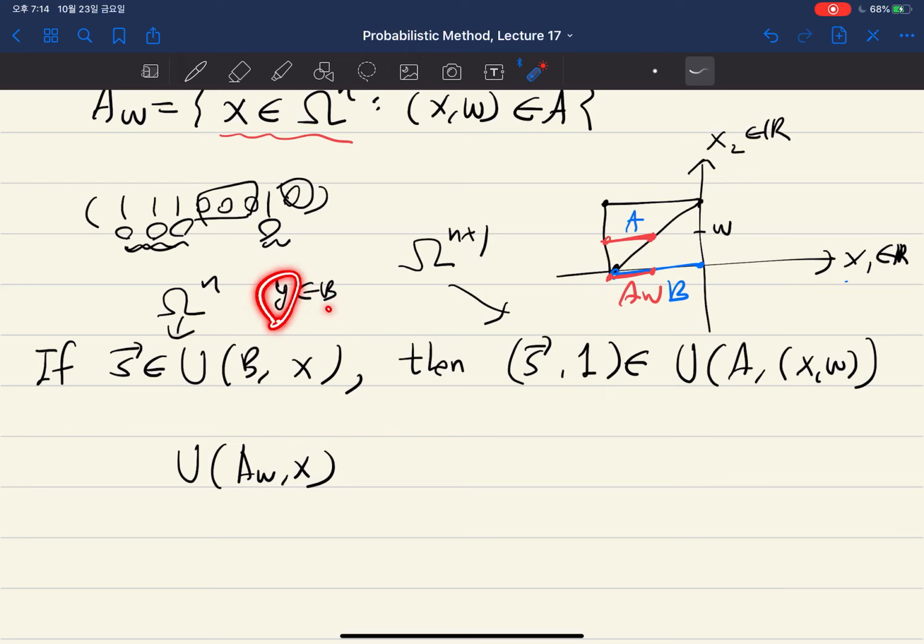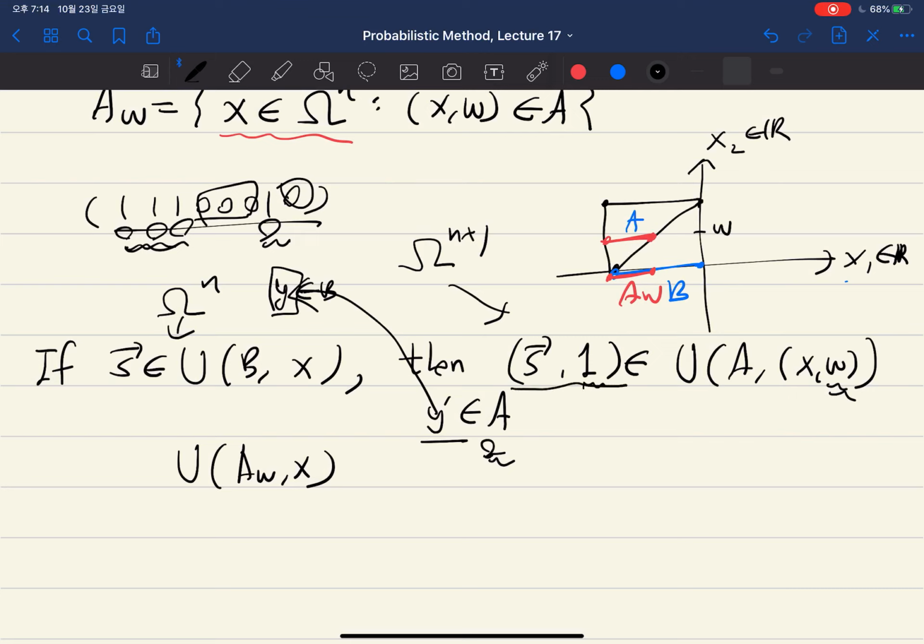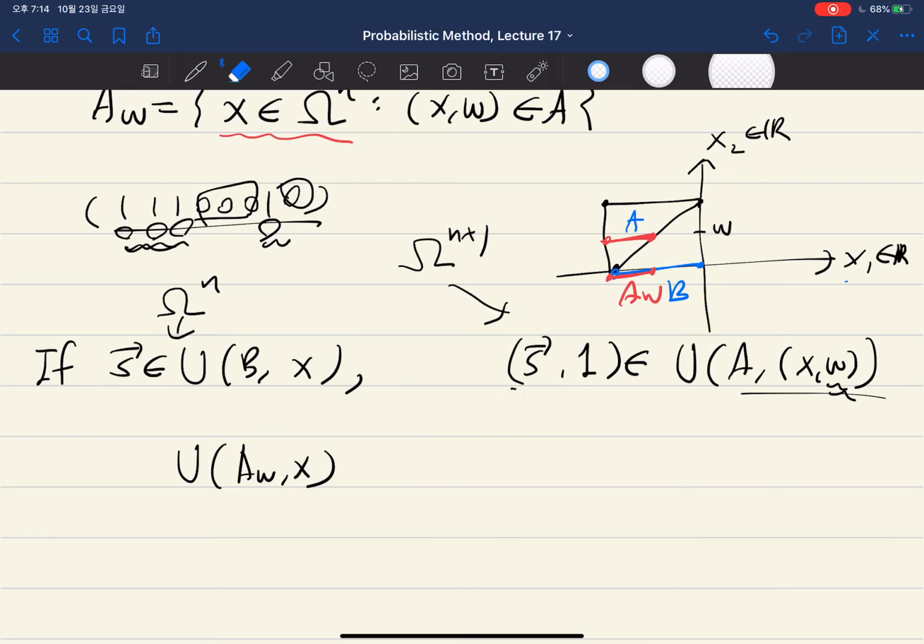So this is in here, meaning that there exists a Y prime in A which projects into Y, which means that its first n coordinates are the same as Y, and the last coordinate could be anything. So it could be the same as W or it could be different from W. So we just add 1, then we know for sure that's in here. S, 0 might be there or might not be there, but we surely know that if we add 1 at the last coordinate, it is there.